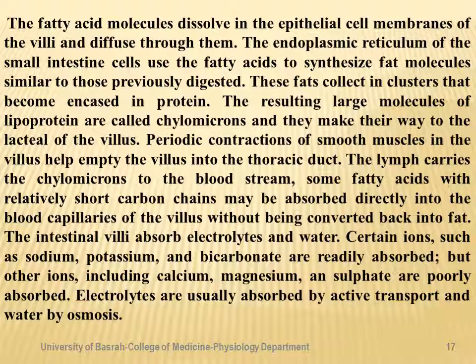The chylomicron crosses through the lymphatics, the lacteal of the villi, reaches the thoracic duct, and then through the lymph is transported to the bloodstream and stored in adipose tissue or in the liver. Intestinal villi absorb electrolytes, water, and certain ions. Sodium, potassium, and bicarbonate are usually easily absorbed, while calcium, magnesium, and sulfate are poorly absorbed. Electrolytes are usually absorbed by active transport and water by osmosis.